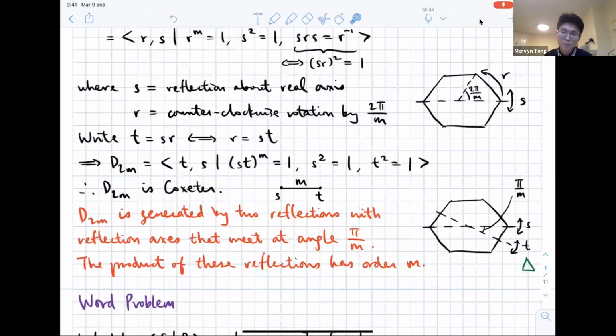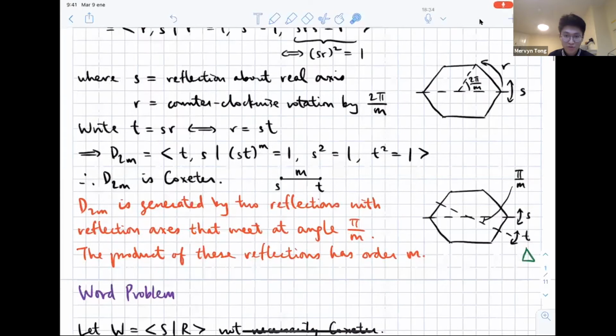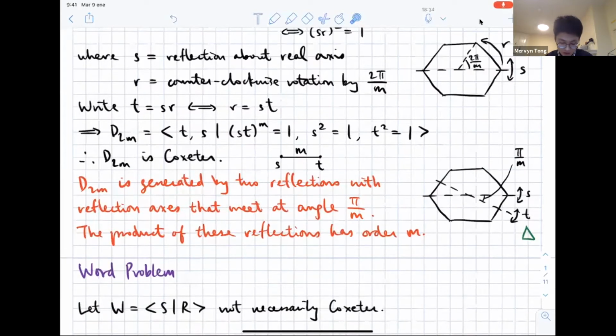Now, the reason this is important is because the dihedral groups are the most basic kind of non-trivial Coxeter groups because they have 2 generators. You can see that they're generated by 2 reflections, which have reflection axes that meet at angle pi over m, because T just turns out to be this reflection here. And the product of them has order m, which will be very important for later on.